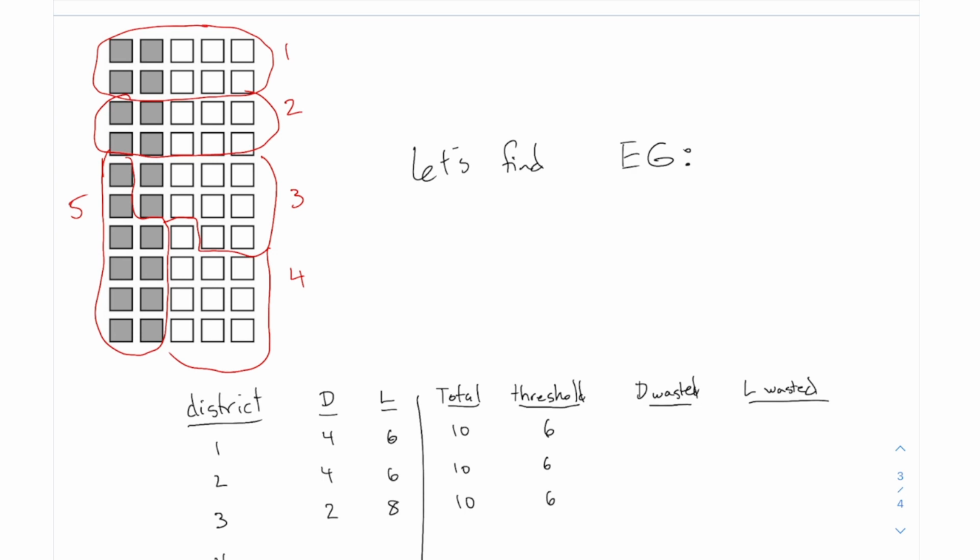In that district, how many votes did the D's waste? How many votes did the L's waste? Maybe to help me remember here, I'll just circle these L's. I'm circling those L's because they won in those districts. Some of the districts were won by the D's, but I'm just circling the winner each time, all right? And now you need to count how many votes were wasted.